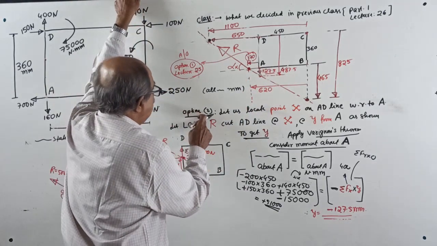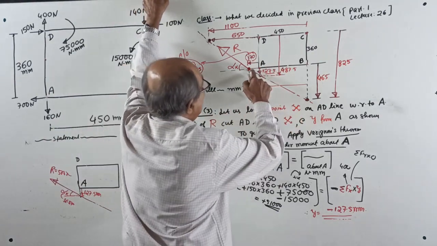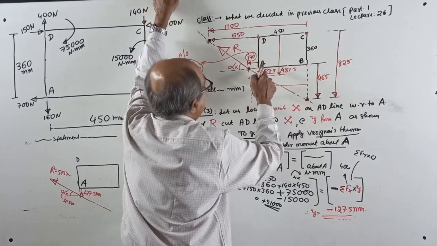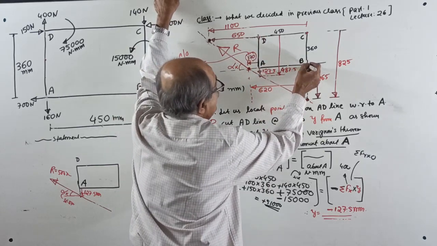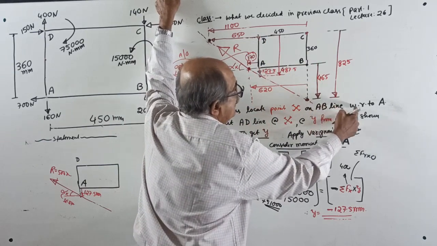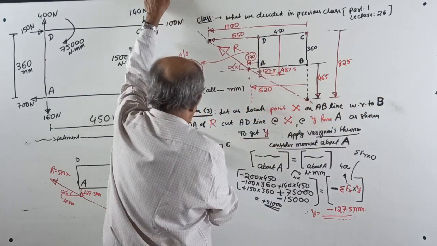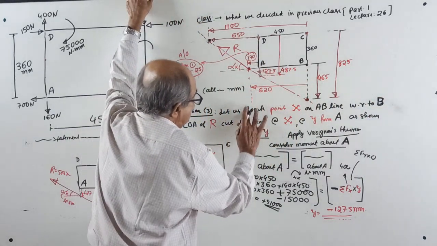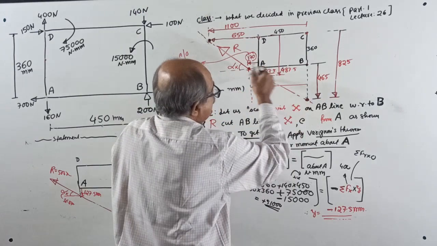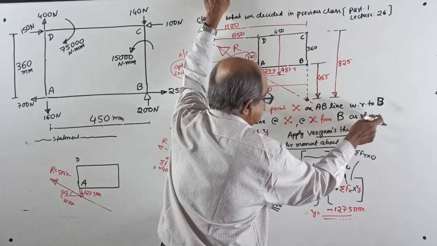Okay, now option 3. Let us locate the point X on the AB line. Earlier it was horizontally with respect to A, vertically with respect to A. Now I will go to B. Let us locate the point X once again on the AB line, with respect to B. Let the line of action of the resultant cut the AB line at a point X, a horizontal distance X from B, as shown.